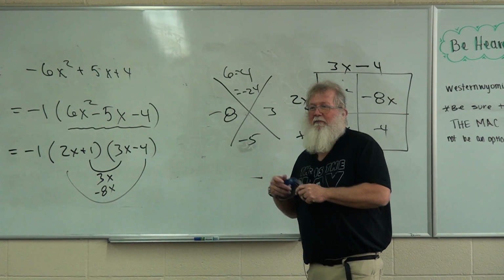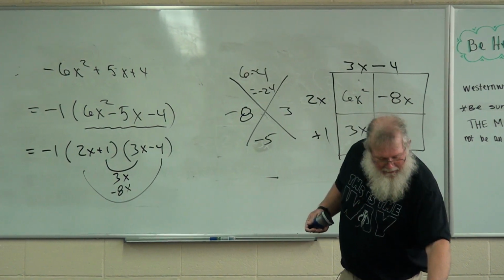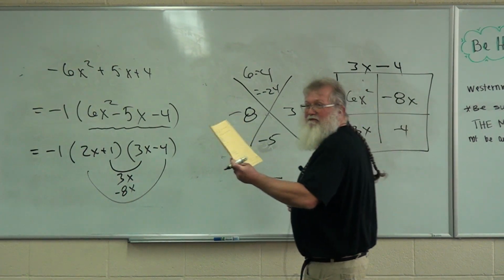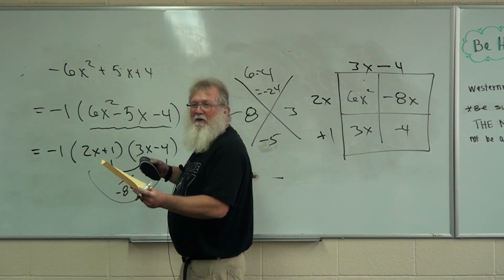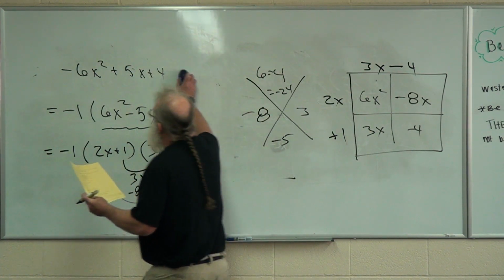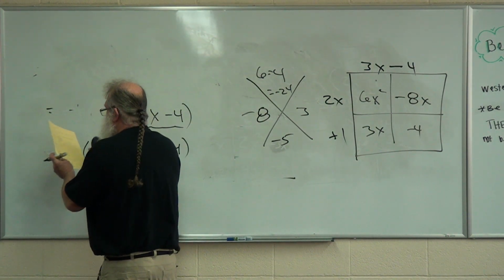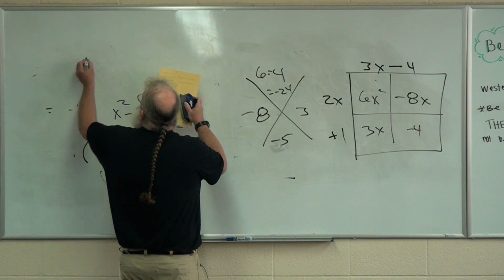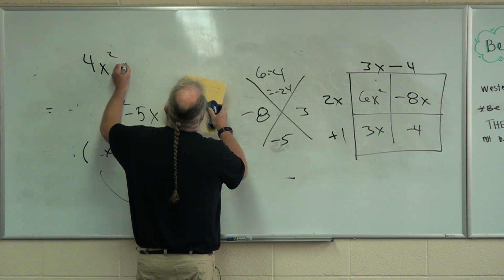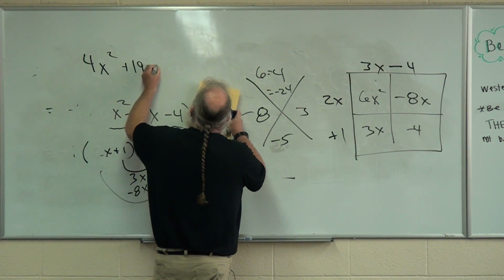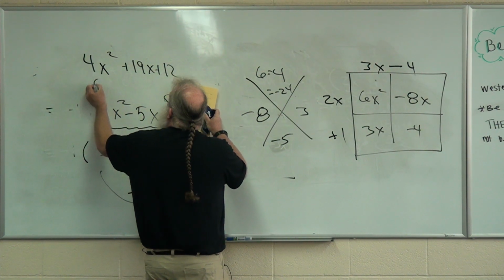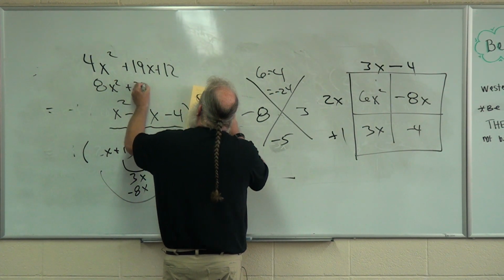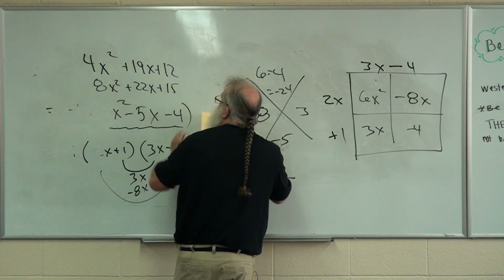Oh, practice problem? You want another one, Rhonda? I'll give you two. I have more made up. So here's two practice ones. And now I'll even give it so it works. Plus 19x plus 12, 8x squared plus 22x plus 15.